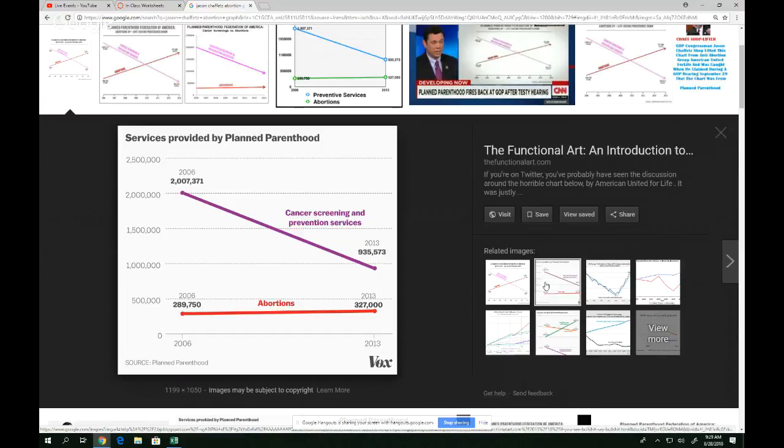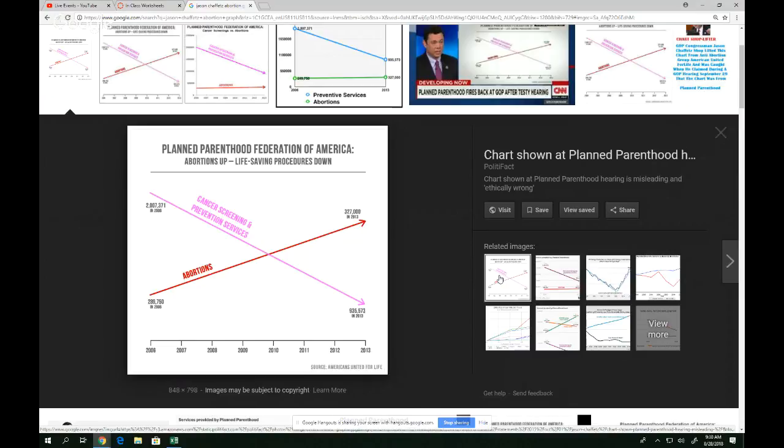Okay. All right. So make sure you don't distort your graphs. Start them at zero, generally speaking. Make sure it has a scale, unlike Jason Chaffetz. And check the source. There could be a reason why that graph's purposely distorted.